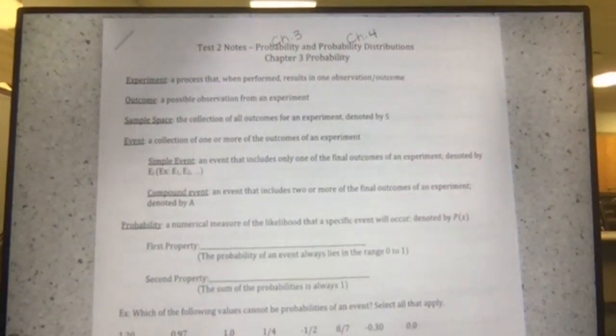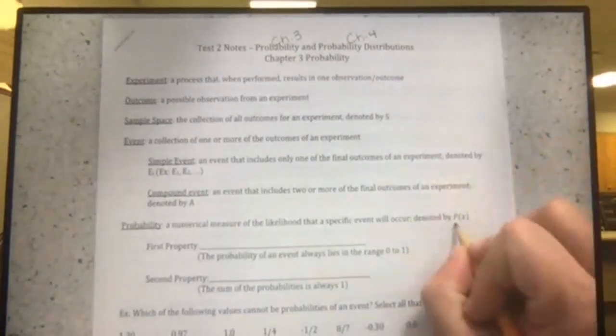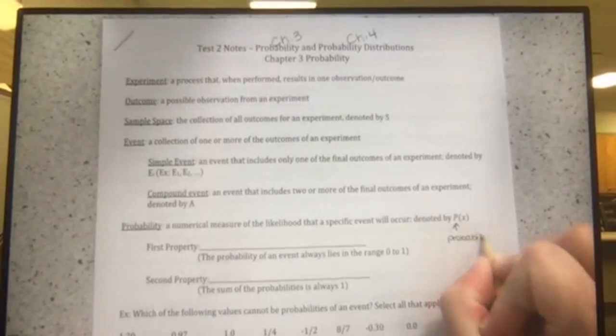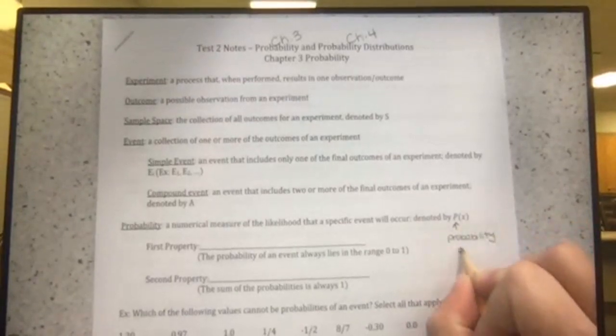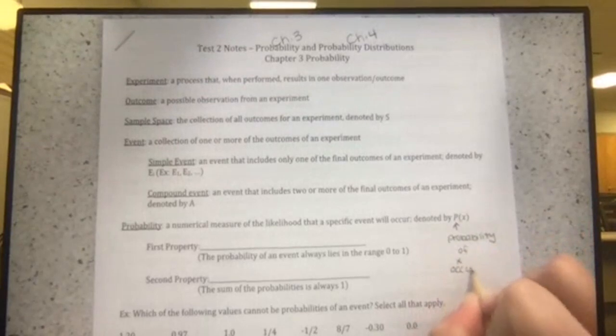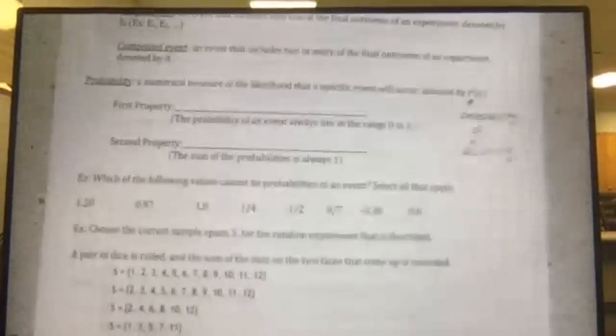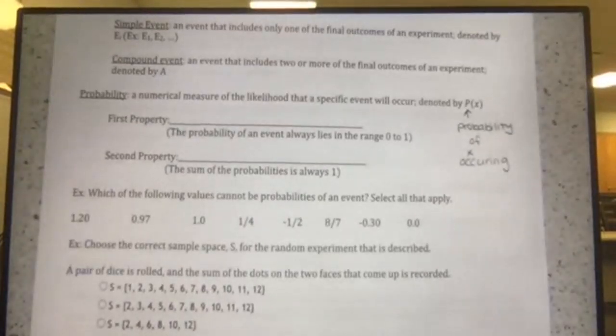Probability is a numerical measurement of the likelihood that a specific event will occur. We label it by P of X. This is the probability that X is going to occur. Those of you I had for algebra, it's the same as function notation. For example, if you want the probability that you're going to land on heads, it would say P and then in parentheses heads, like probability of landing on heads. This is our way of labeling it and telling us what probability we're looking for.